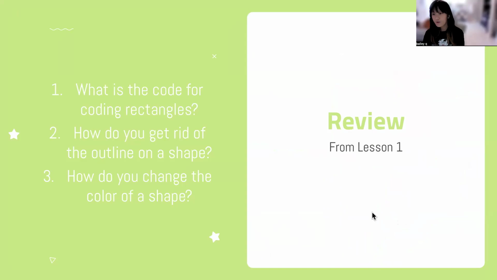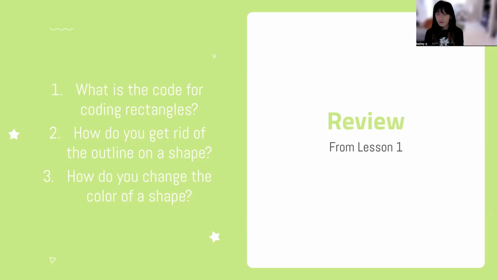Alright, and as a review for lesson 1, we have these 3 questions. I'll read them out loud first. You'll think about how to answer them. Once you have the answer, you can unpause the video and I'll go over the answers for each one. First question is, what is the code for coding rectangles? Second question, how do you get rid of the outline on a shape? Third question, how do you change the color of a shape? So go ahead and pause this video, and once you have the answers, continue.